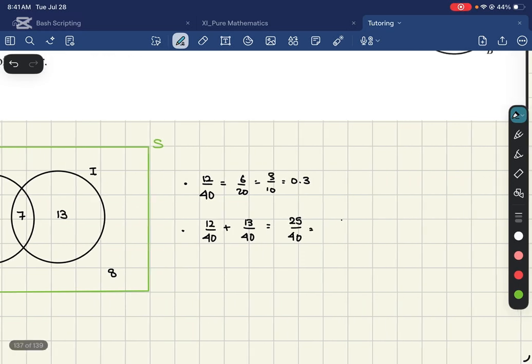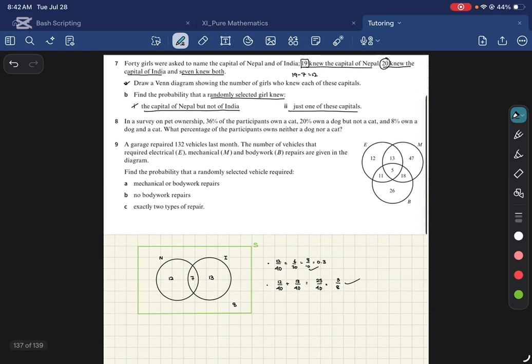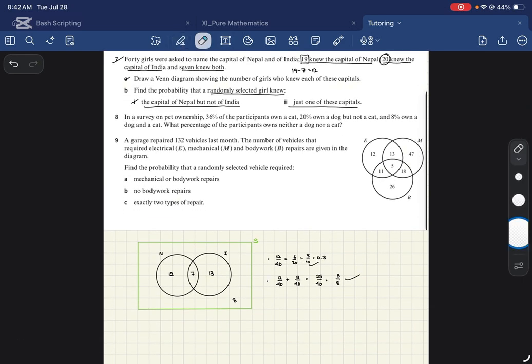And that is, I think, 5 eighths of 40, so 5 over 8. All right, so 3 over 10 and 5 over 8. These are our two solutions, and we are done with question 7.